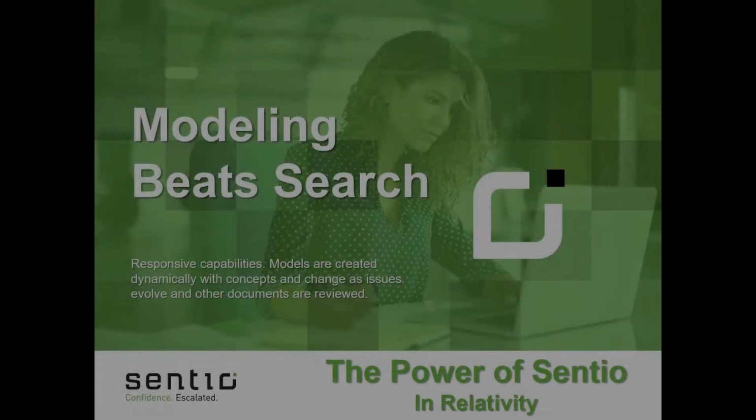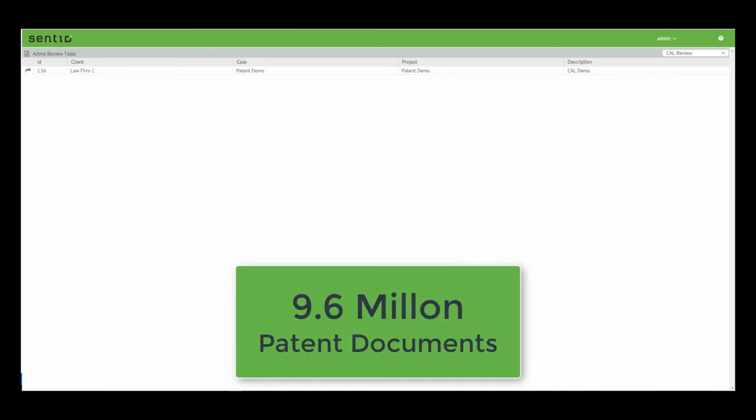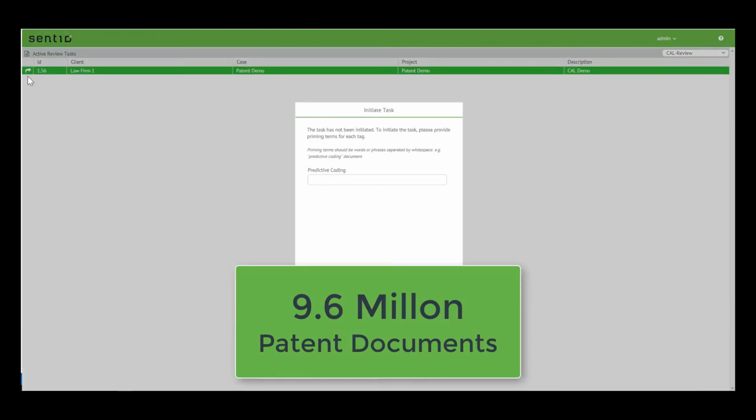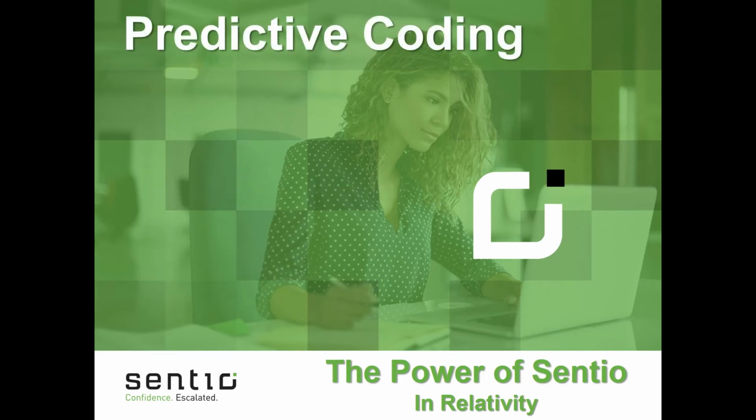Let's take a different look to understand the power and adaptability brought by Sentio's sophisticated AI technology. In this example, we will use the Sentio standalone version on a database of almost 10 million US patents. The standalone version uses the same AI engine as the Relativity version. Here, we will look for patents related to predictive coding and documents. We chose this issue because it highlights very well the power of Sentio AI technology.